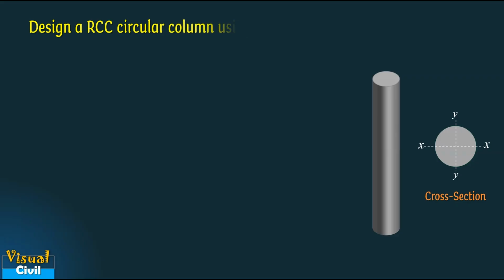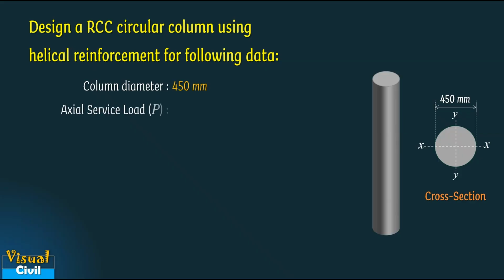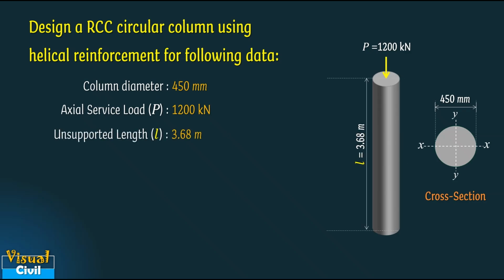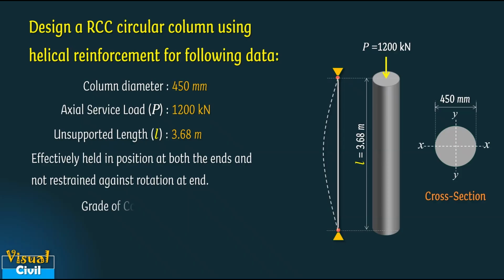Let us design a circular column of diameter 450 mm. The column is subjected to an axial service load of 1200 kN. Its unsupported length is 3.68 meters and it is effectively held in position at both ends and not restrained against rotation. For this design, we will be working with M20 grade concrete and Fe415 grade steel.